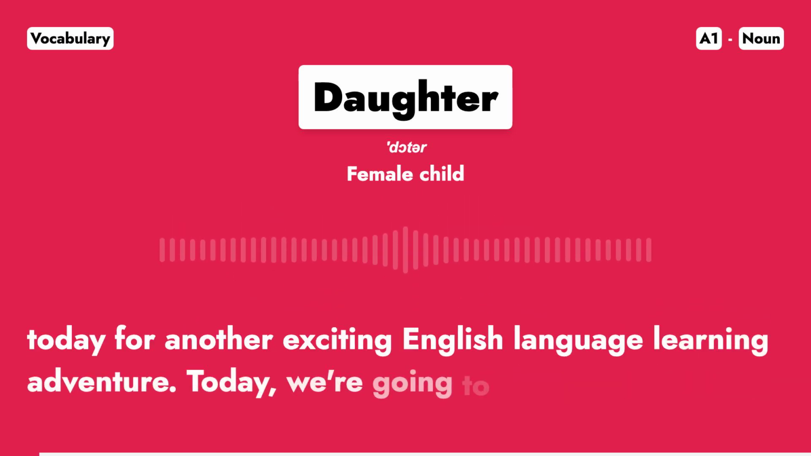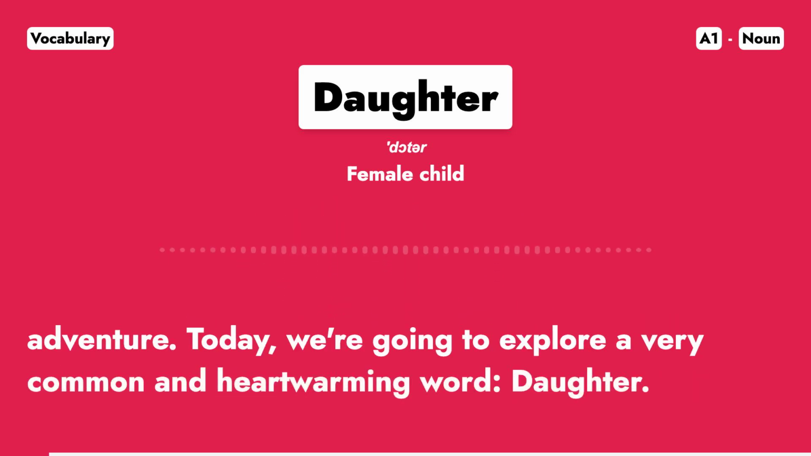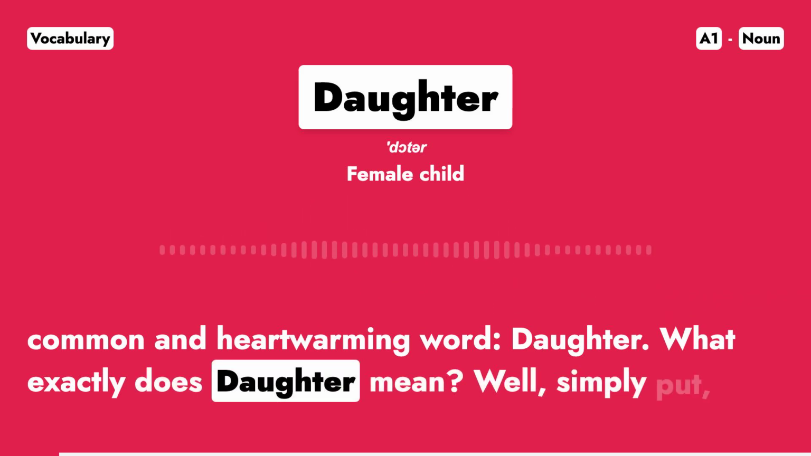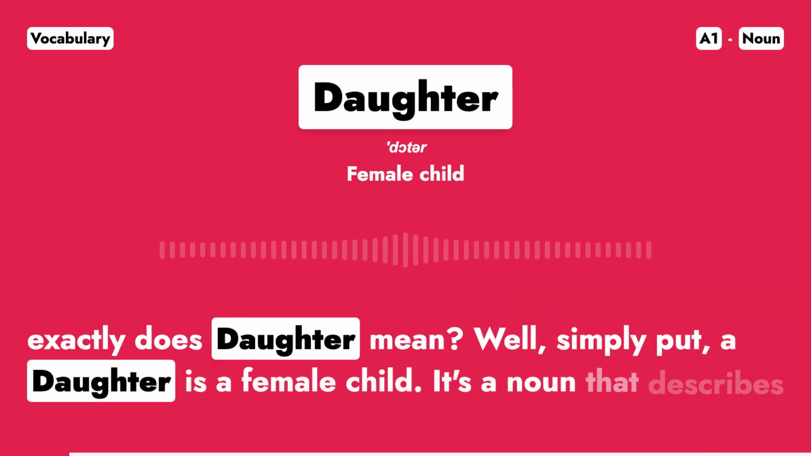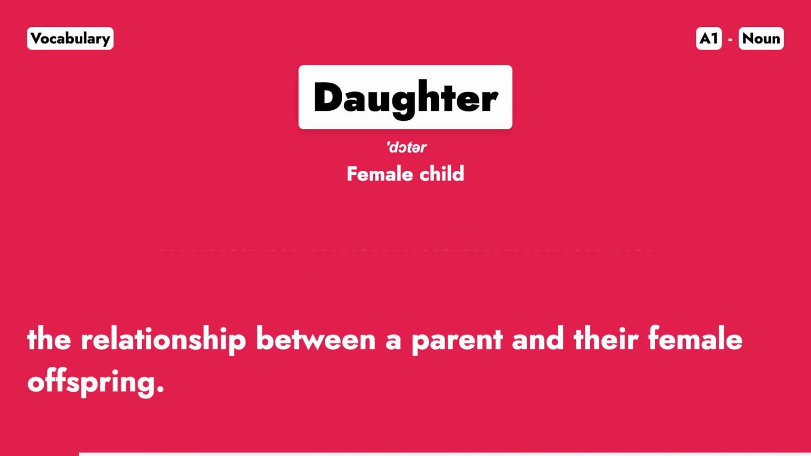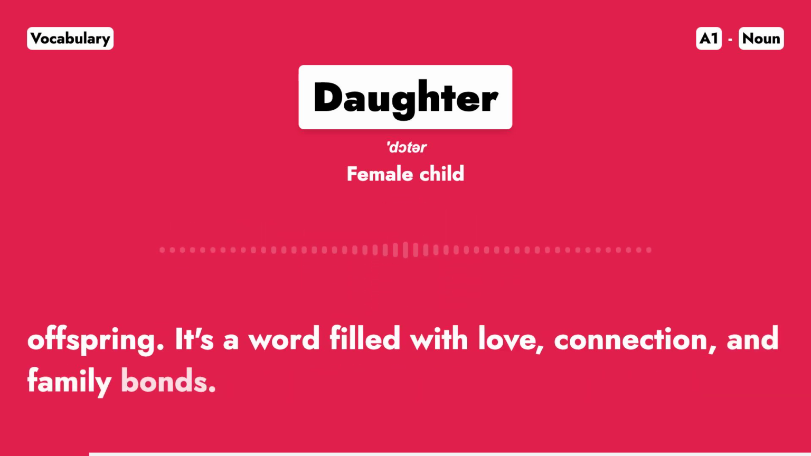Today, we're going to explore a very common and heartwarming word, daughter. What exactly does daughter mean? Well, simply put, a daughter is a female child. It's a noun that describes the relationship between a parent and their female offspring. It's a word filled with love, connection, and family bonds.